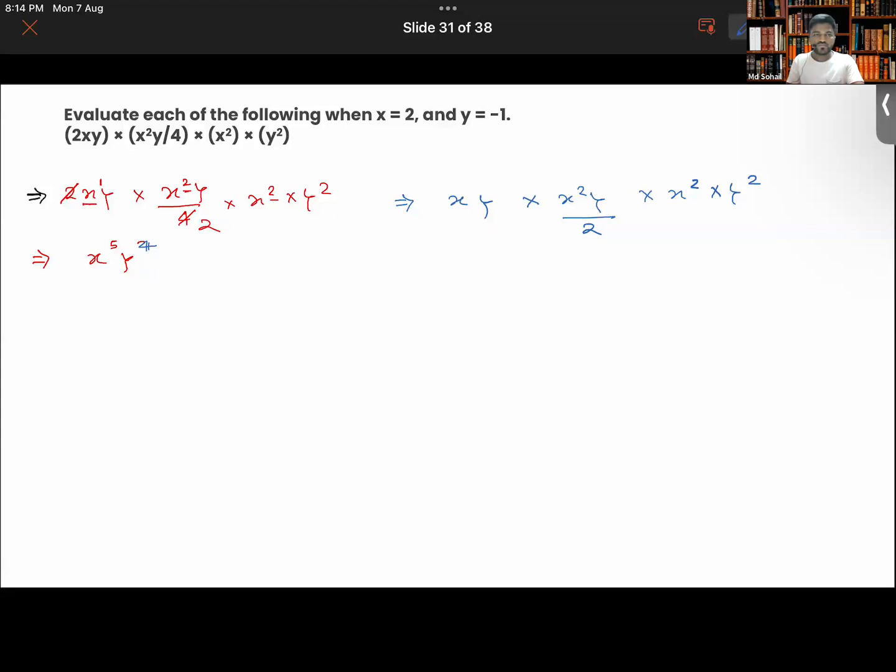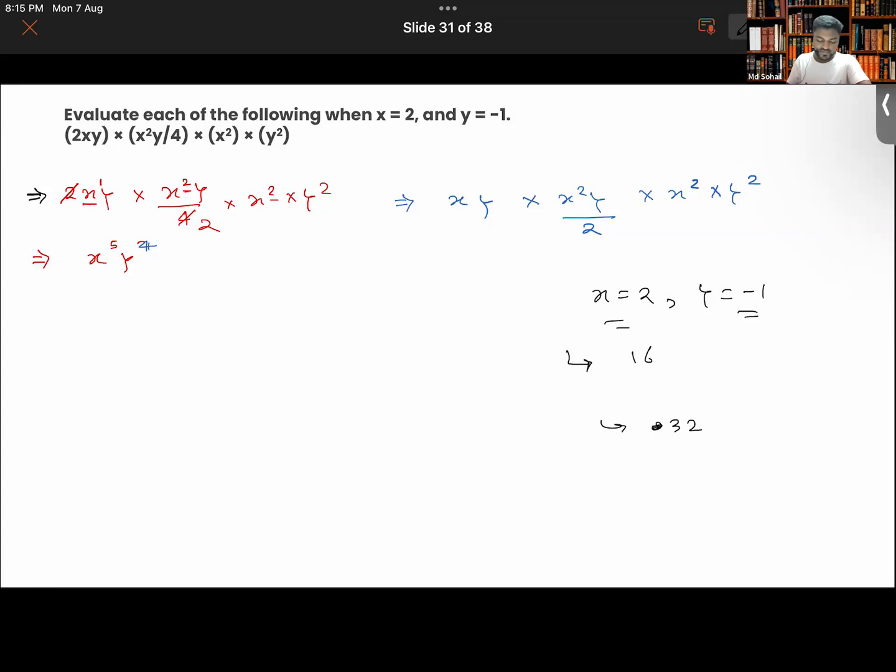The answer is 16 for the expression, for the value of x equals 2 and y equals minus 1. So the answer which you are getting is 16. Arhan, you are getting minus 32? No, sir, only 32, since I just saw that the power of y is 4. So that is 32.